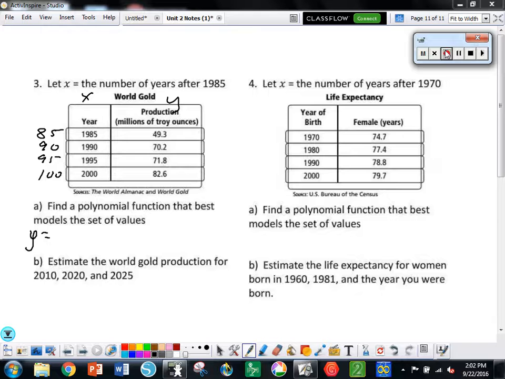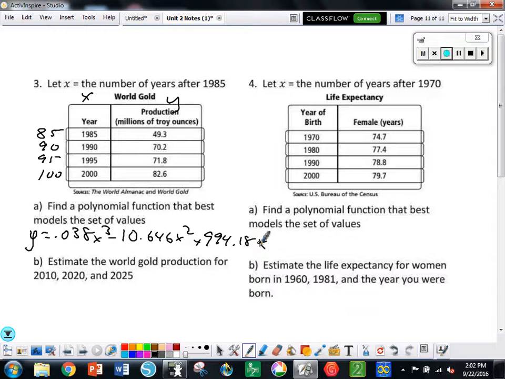Okay, so y equals 0.038x cubed, x squared, minus 30,000 something, 875 point. Okay. Now, that's awesome. Did we all get that? Why are they funky?